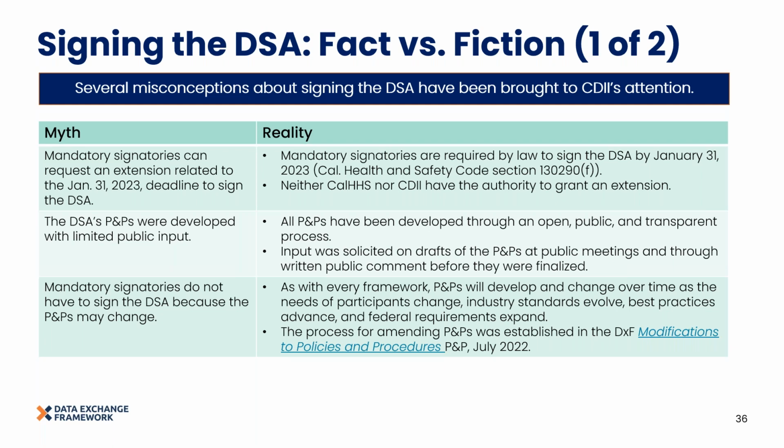Mandatory signatories do not have to sign the DSA because the PMPs may change. And that is a myth as well. It just says that they must sign by January 31st. This is the regulation of 2023. As with every framework, policies and procedures will develop and change over time as the needs of participants change, industry standards evolve, best practices advance, and federal requirements expand. The process for amending the PMPs was established in the data exchange framework modifications to policies and procedures last July.